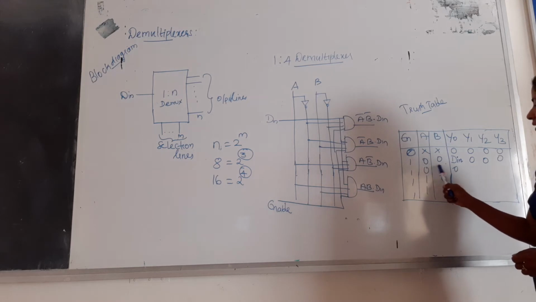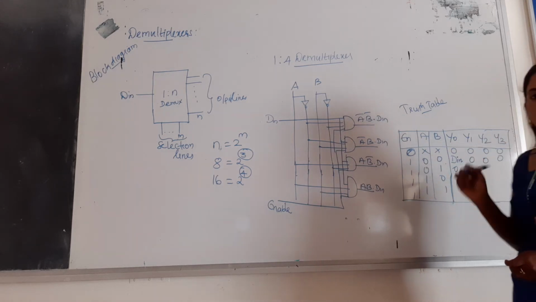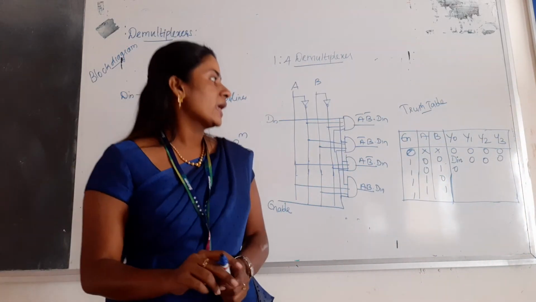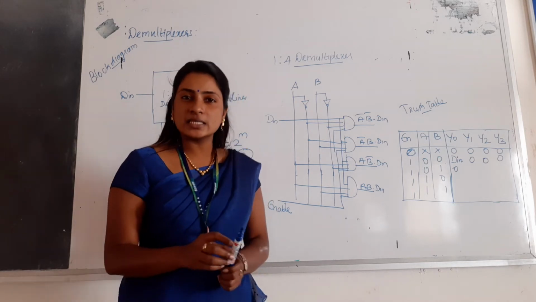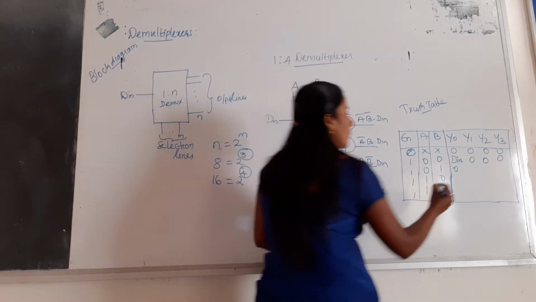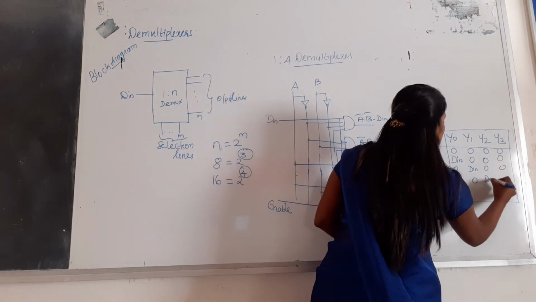Next, AB is 0 and 1. If AB is 0, 1, the y1 output line will be activated, so that DIN input we will get through y1. If DIN is 0, y1 is 0. If DIN is 1, y1 is 1. Remaining all 0.